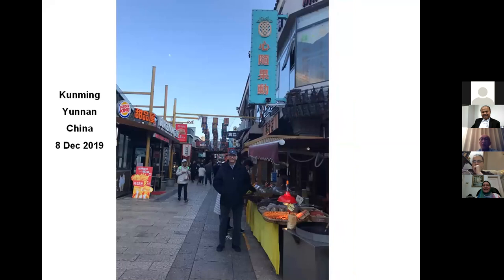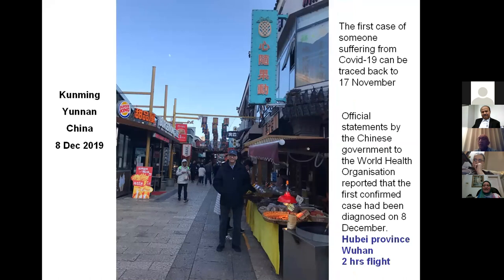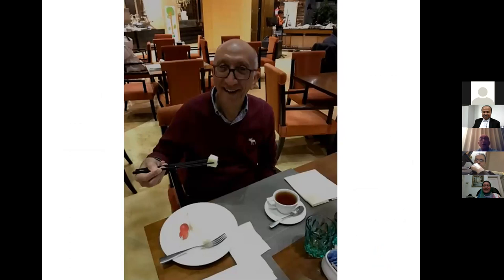And the first case was believed to have occurred in November. But the official statement of the Chinese recorded the first case in China to be on 8th of December. It was in Hubei province in Wuhan, which is a 2 hour flight distance from Yunnan. And you need to have environmental recognition of where you are, so that you do not use the original tools you are using, and you can use the Chinese tools for feeding.